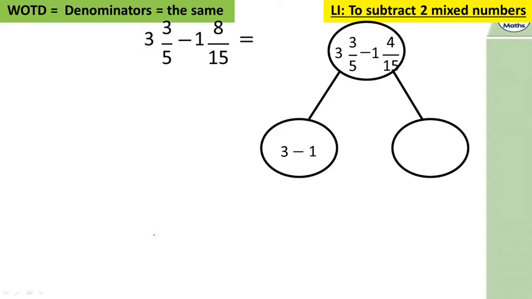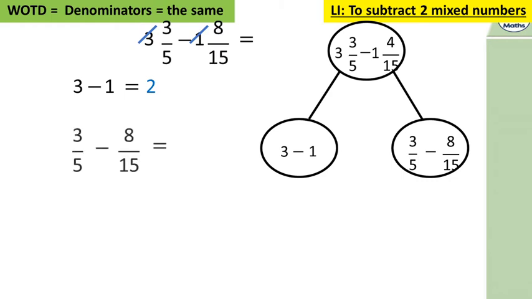So we're going to separate out the wholes and the fractions. So we have 3 minus 1 for our wholes and 3/5 minus 8/15 for our fractions. So 3 minus 1 is 2, that's the whole numbers. So we can then cross them out, and then we've got 3/5 minus 8/15.